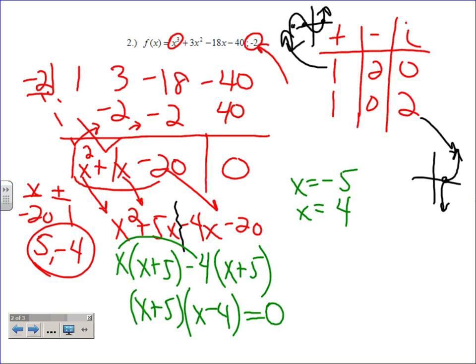Wait a minute, how many answers was I supposed to get? 3. How many did we get? We got negative 2, negative 5, positive 4. Now the question is, does that fit into Descartes' rule of signs? We said one of the possibilities was 1 positive, 2 negative, and no imaginary. Did that happen? Yes, it did. There's a negative 2 and a negative 5. There's your 2 negatives and 1 positive. So this would probably be a better representation of this particular problem.